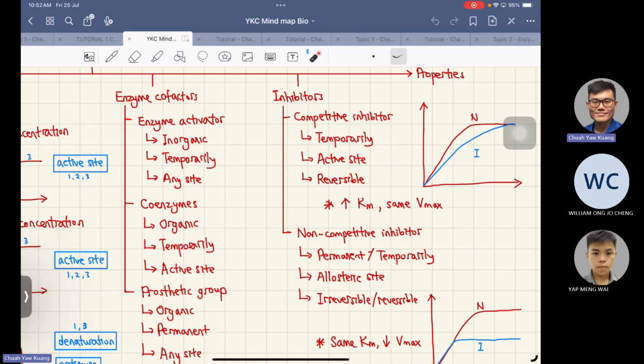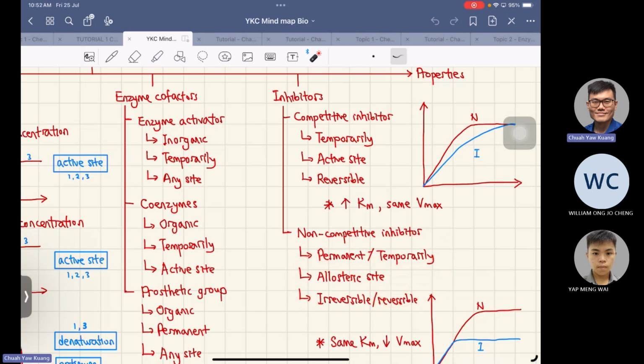Next we go back to the competitive inhibitor. First one is how they bind. Is it binding temporarily or permanently? For non-competitive inhibitor, they can bind permanently or temporarily. Why? Because if they bind permanently, then the reaction is irreversible, which means irreversible inhibition. If they bind temporarily, then they will be reversible. So that's how it works.